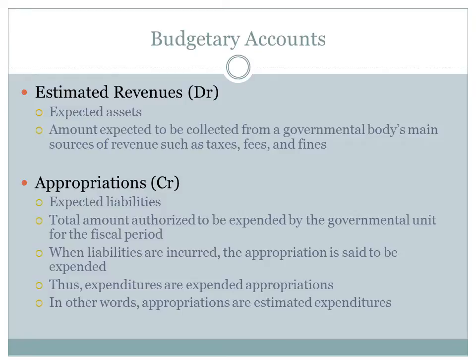So if appropriations have a credit balance in them, then when the expenditure actually takes place, you're going to reduce that credit balance with a debit entry. We'll cover some examples later. Another word for appropriations is estimated expenditures.